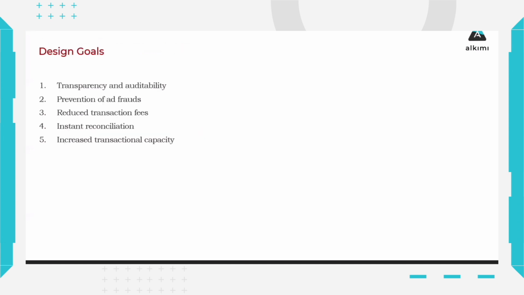So those being the problems with the legacy system, we set off building Alkimi Exchange with the following design goals in mind. The first was to provide end-to-end transparency and auditability, to prevent ad frauds, to reduce transaction fees, provide instant reconciliation, and increased transactional capacity. We've already spoken about how Alkimi would provide end-to-end transparency and auditability. Everything is going to be on the hypergraph.